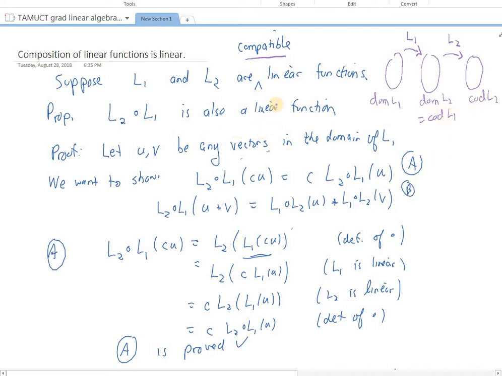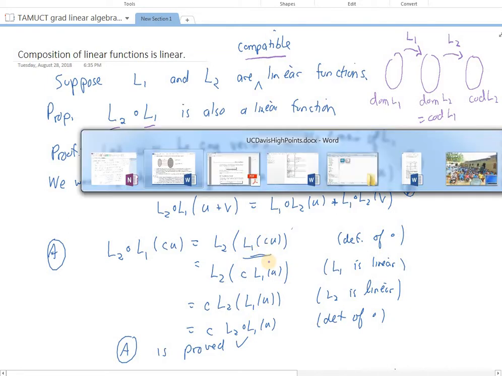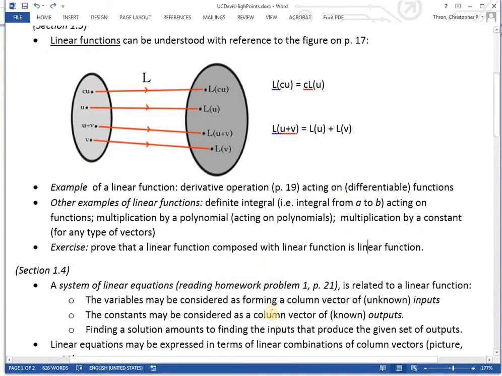All right. So we have two compatible linear functions, and I want to prove that L2 composed with L1 is also a linear function. Now L2 composed with L1 means you do L1 first and then L2. You do this one followed by this one. So that's what you want to prove. Now, if you want to see my proof, you can pause this video and look at it. But I offer this as something to think about. I think it's a good exercise. So let's go back here and go to the next step.